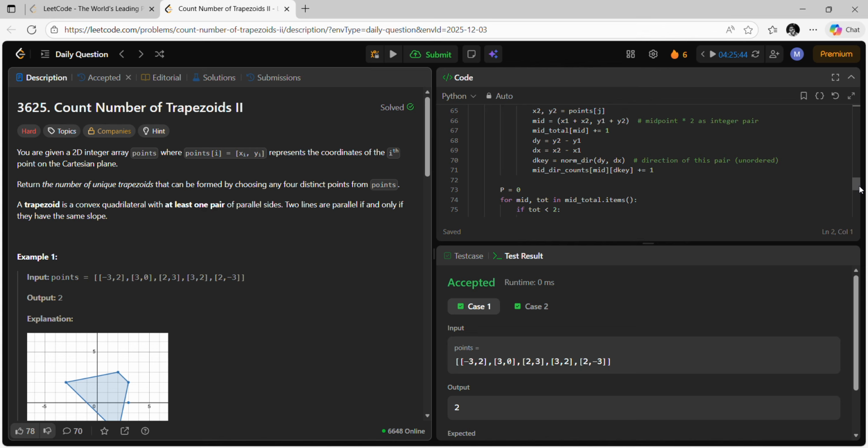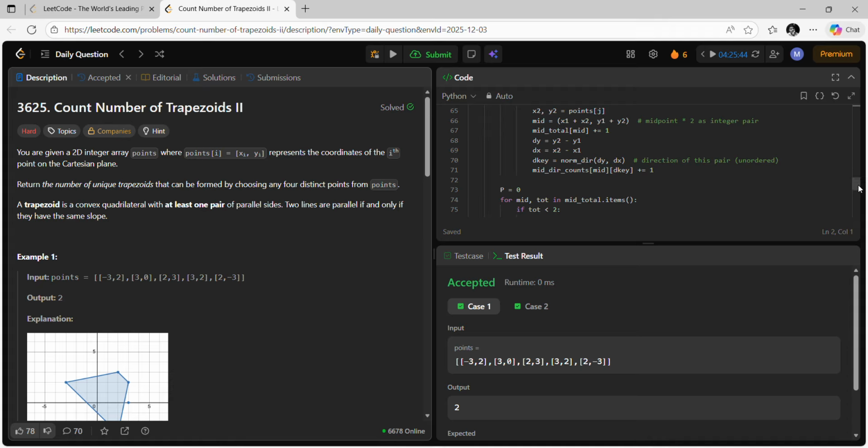Because after this loop, mid total for mid is the number of unordered point pairs with that midpoint. So for each mid, the dir counts partition those pairs by their direction to detect collinear pairs of pairs. And what will be the complexity? That is O(n squared), each iteration being O(1).